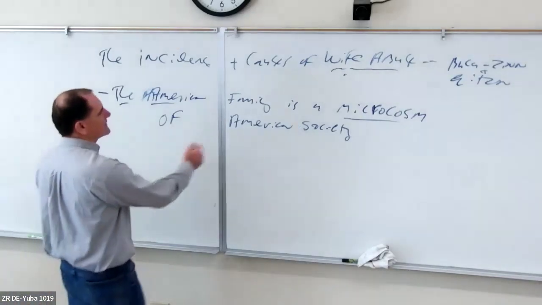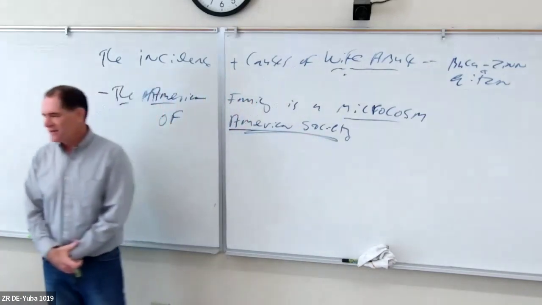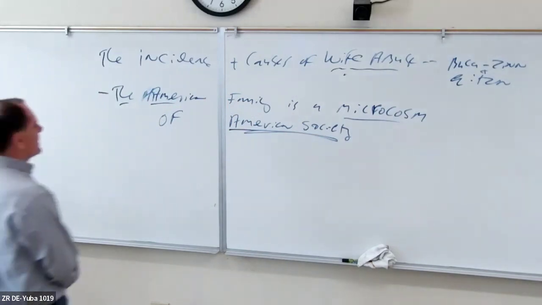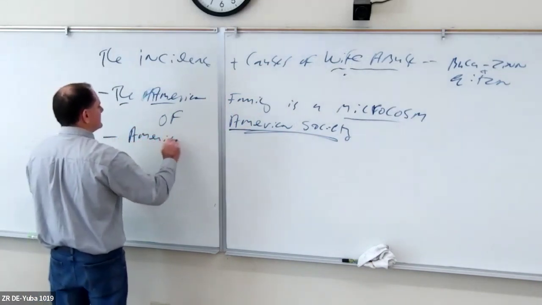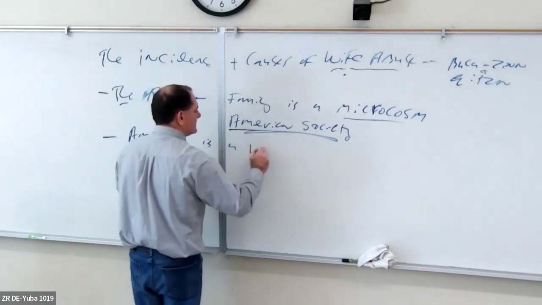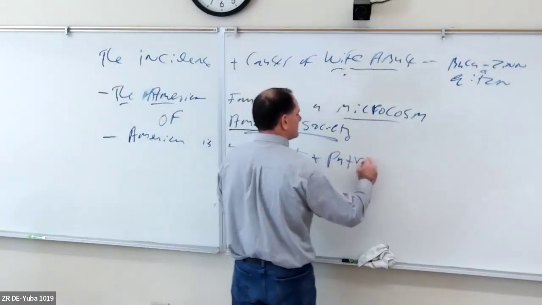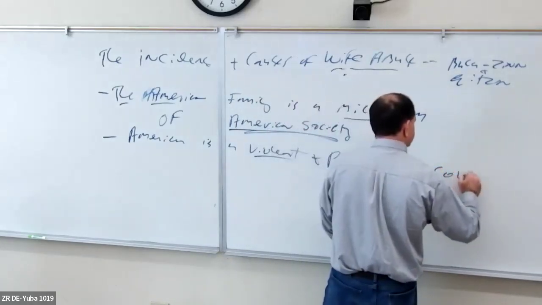So what is it about American society? For them, the real question is, what's going on in American society that leads so many American homes to have women and children being beaten up and harmed by the men there? Why is that? And so they say, first of all, we have to understand that America is a violent and patriarchal society.